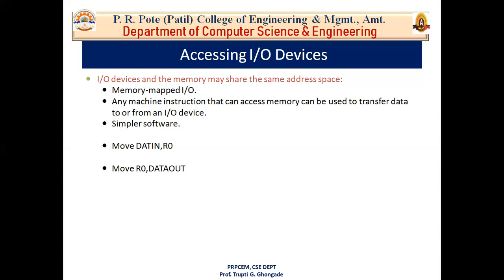Now the processor wants to perform a write operation. Now what will the processor do? The data is in register R0. The processor wants to write that data to the output device, or send that data to the output device. So to send that data to the output device, the processor will use the data out buffer register. That means the data from R0 is transferred to the buffer register data out.